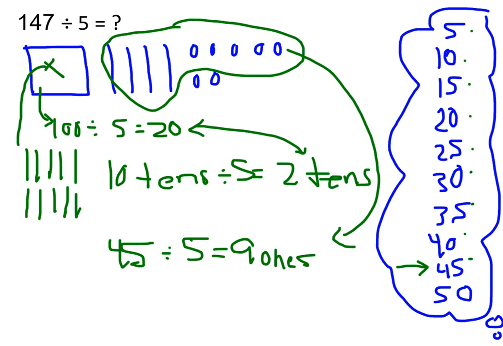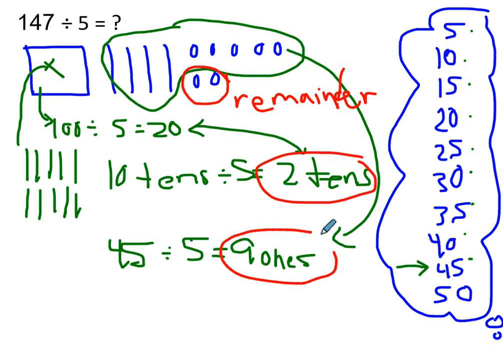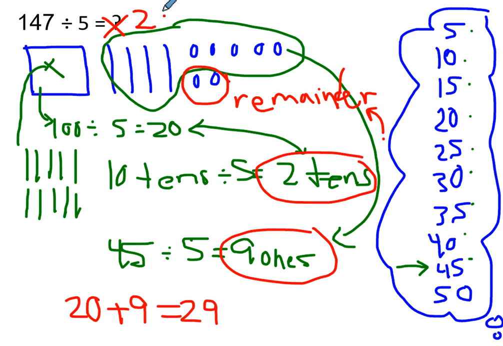Now there's a problem. There's 2 left. What happened when there's 2 left? We call that the remainder, right? So when we collect our answer, we have 2 tens, we have 9 ones, but there's a remainder here of 2. So to figure out our answer, 2 tens is 20, plus 9 ones is 9. That's 29, but there's a remainder of 2. So my answer, if I come back to the top, is going to be 29, remainder of 2.